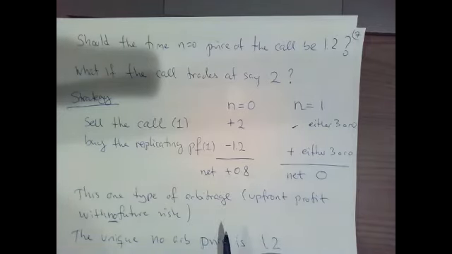Professor, how is it possible that the market price of the call is 2, but then you can buy it for less? You can buy it for 1.2. You're not buying the call, right? You're buying the replicating portfolio.